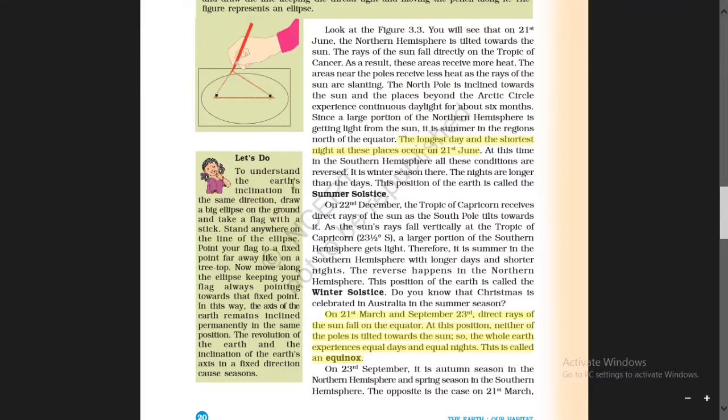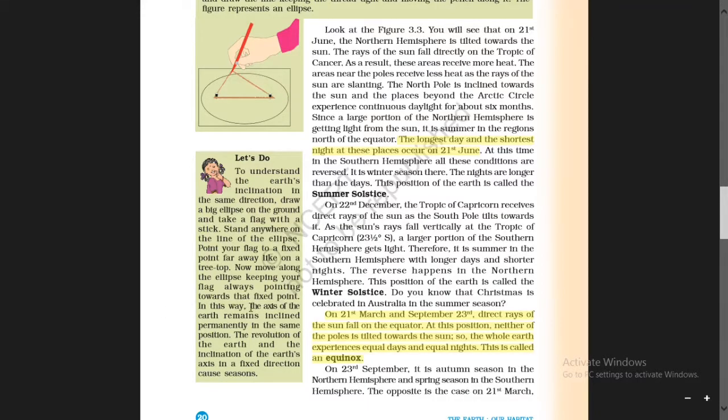To understand the Earth's inclination in the same direction, draw a big ellipse on the ground and take a flag with a stick. Stand anywhere on the line of the ellipse. Point your flag to a fixed point far away, like on a tree top. Now move along the ellipse, keeping your flag always pointing towards the fixed point.